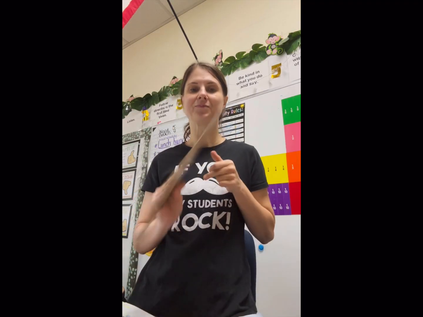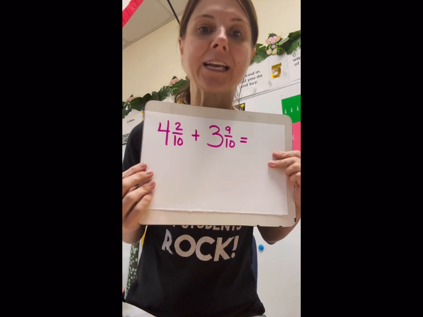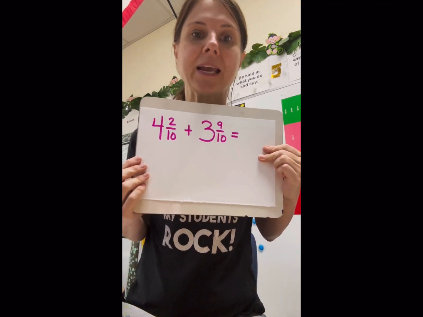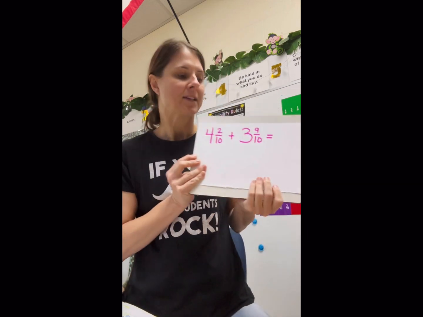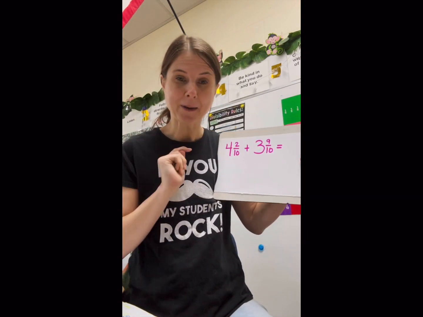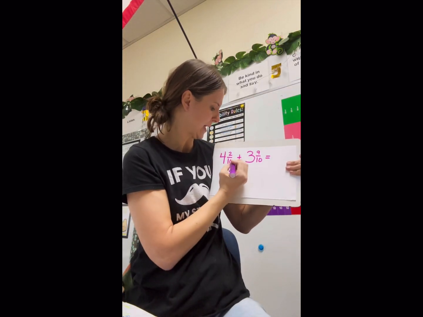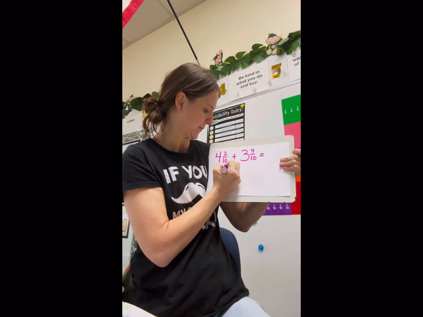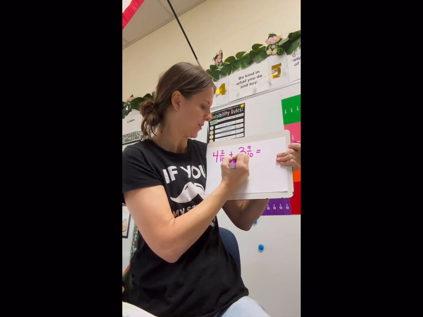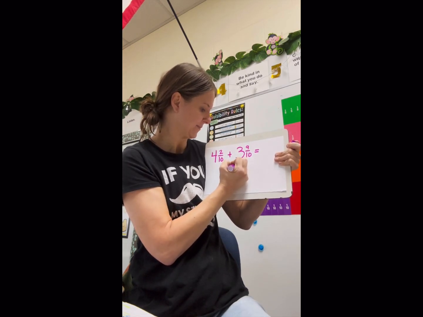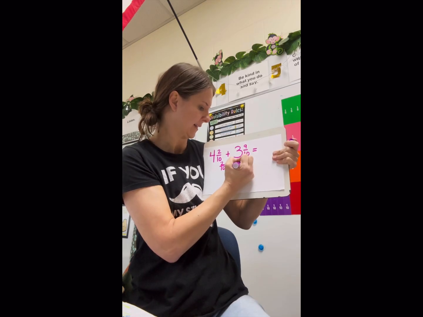For an example, 4 and 2/10 plus 3 and 9/10. So here's how you're going to do this. So the first step is to add the fractions. So 2/10 plus 9/10 equals 11/10.